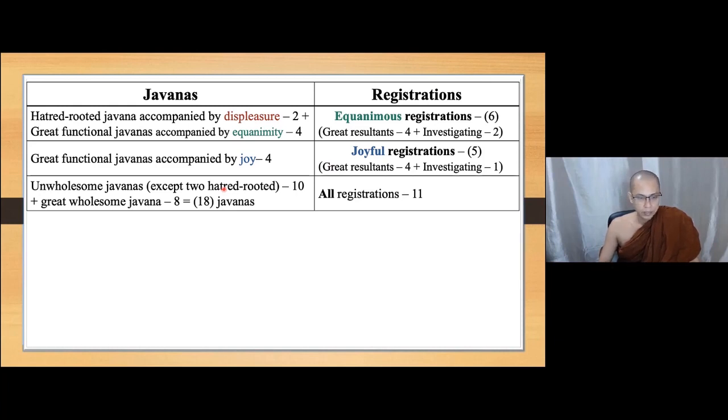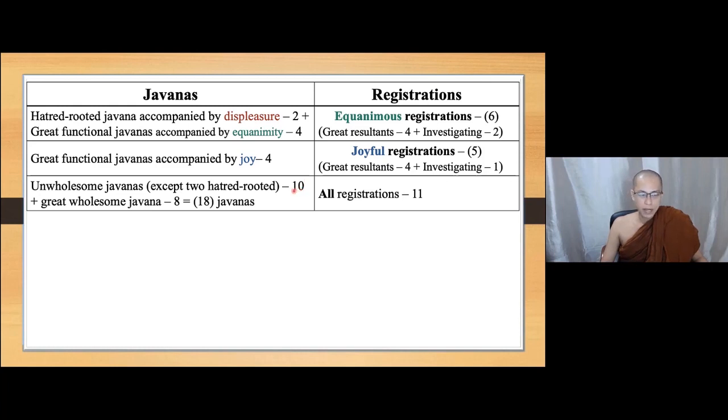Then the last one: the other 18 jhana, apart from these 2 groups, including the unwholesome jhana except the 2 hatred roots. So you can consider what the remaining jhana are, 18. And in the unwholesome consciousness, all the unwholesome consciousness can perform the jhana function. We already talked about the hatred-rooted consciousness among the 12 unwholesome. So the greed-rooted and delusion-rooted consciousness, altogether 10 consciousness remain.